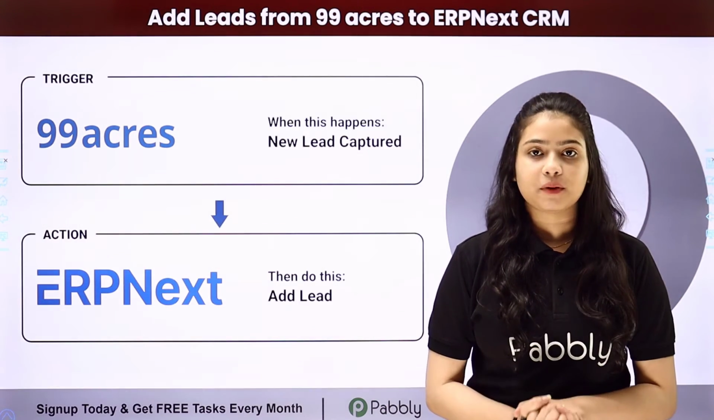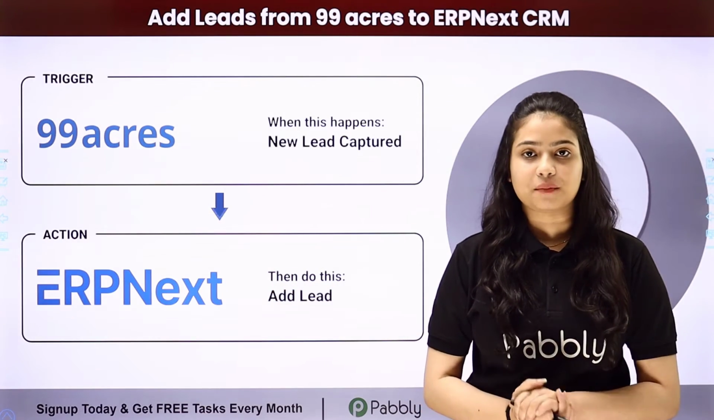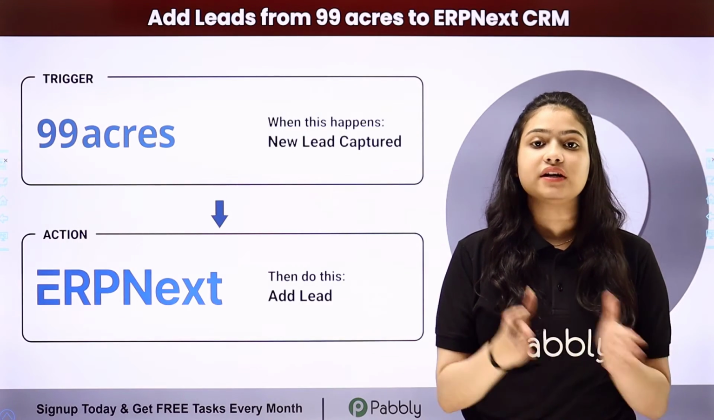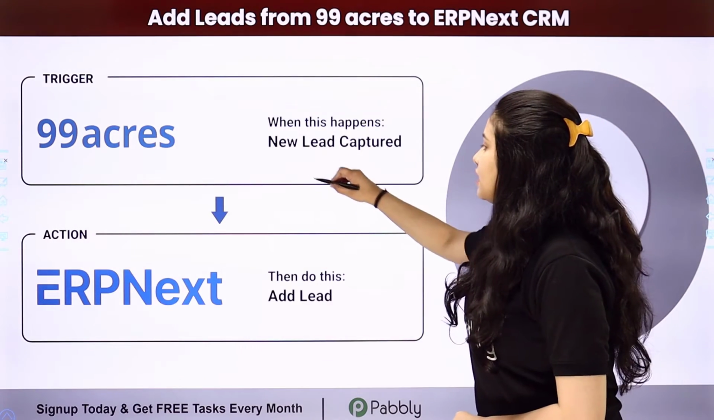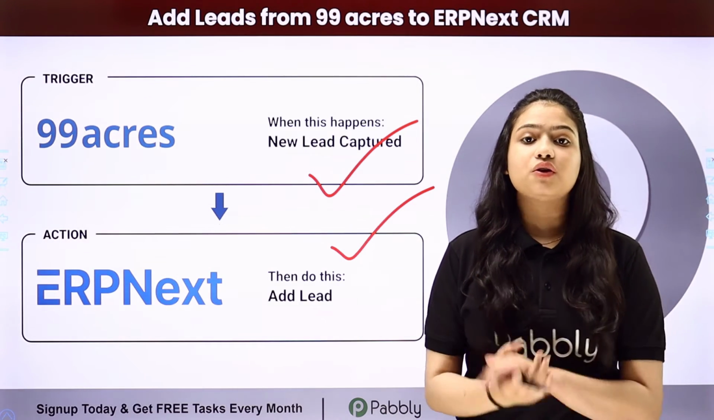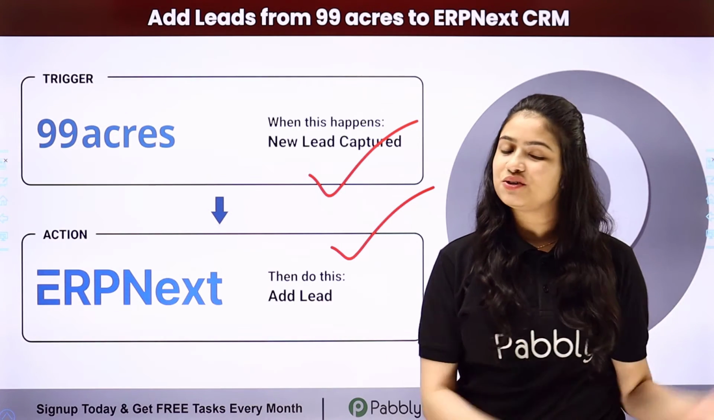For this, we will have to set up a connection between these two applications, and that we are going to do without any coding or programming skills with the help of Pabbly Connect. So Pabbly Connect works on two principles, trigger and action. In trigger, we are going to take 99Acres, and in action we are going to take ERPNext CRM, and we are going to connect both of them in order to automate this entire process. And to learn the entire automation step by step, let me take you all to my screen.